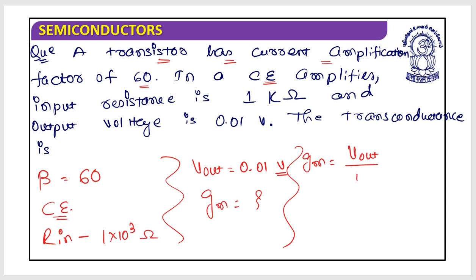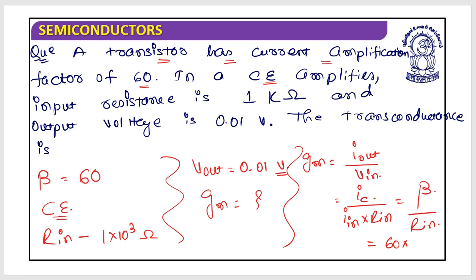Yes? No? Absolutely no. It was I out divided by V in. Yes, now it's correct. So I out is IC. V in is I in multiplied by R in. This is beta divided by R in. Beta is 60. This is 1 into 10 to the power 3. This is 10 to the power minus 3 units.